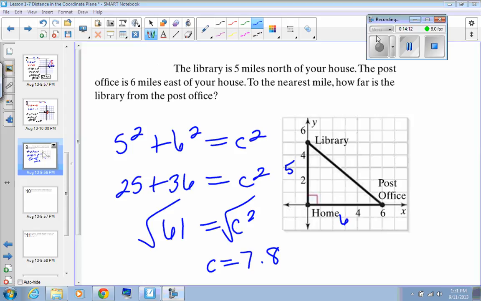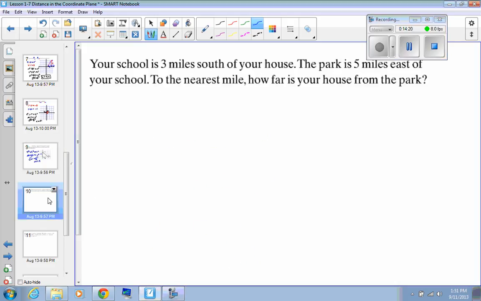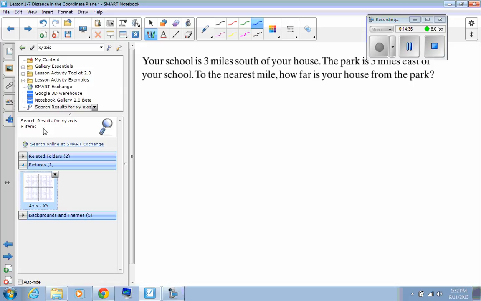So when you finish this problem, you should have gotten 7.8. 5 squared plus 6 squared is 61. Take the square root. So let's look at this problem. It's similar to the one we just did. It says your school is 3 miles south of your house, and the park is 5 miles east of your house. To the nearest mile, how far is your house from the park?